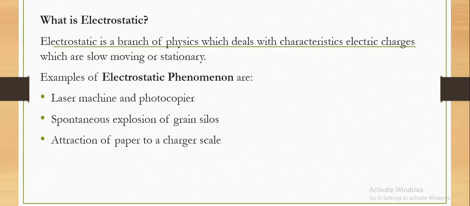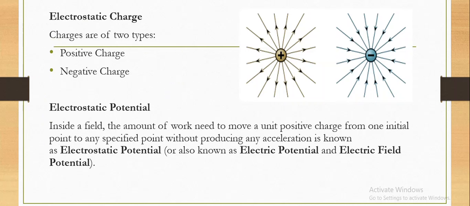Examples of electrostatic phenomena are the laser machine and photocopier, spontaneous explosion of grain silos, and attraction of paper to a charged scale. So these are the electrostatic phenomena.